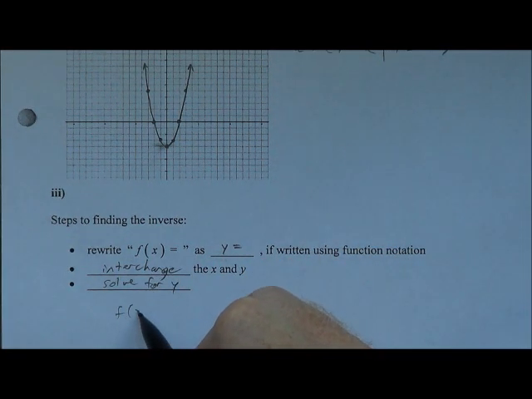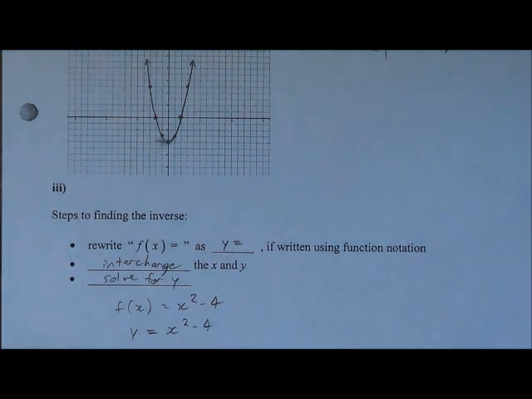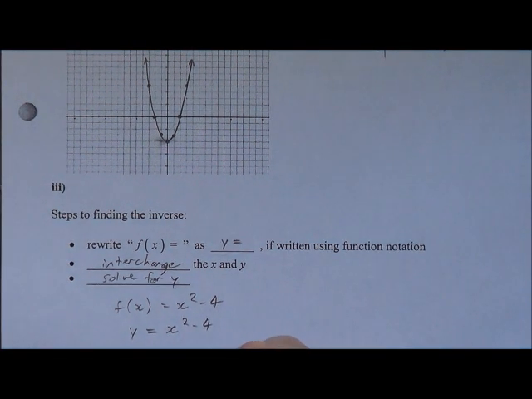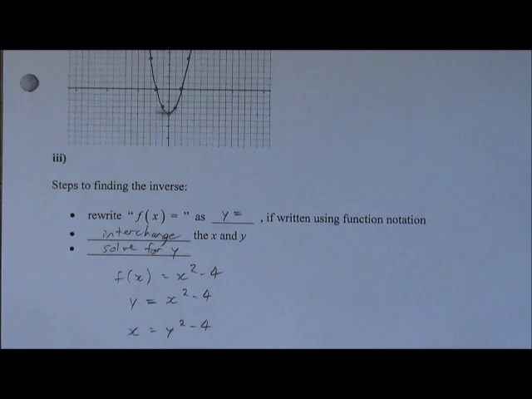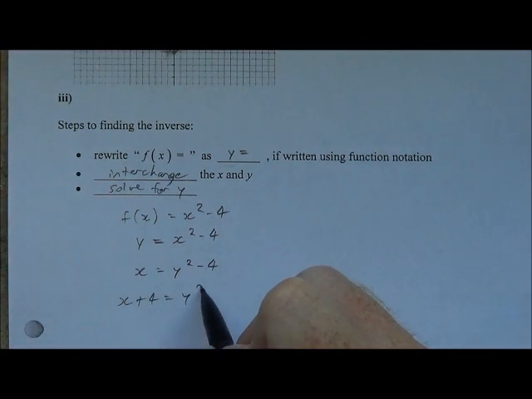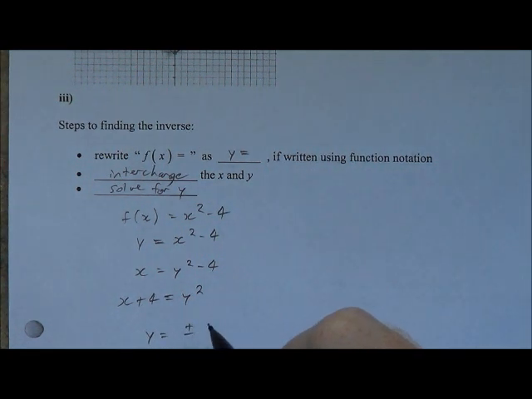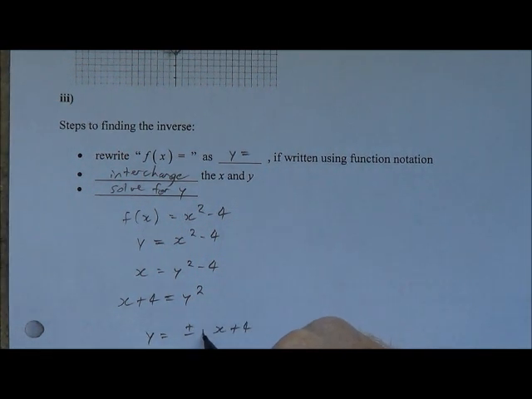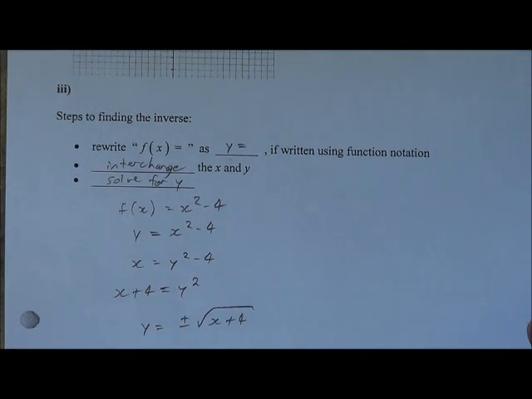Okay, so if f of x equals x squared minus 4, then we'll write that as y equals x squared minus 4. Then we'll interchange the x and y just as it is, so x equals y squared minus 4, and then we'll solve for y. So we'll add 4 to both sides, and then we'll take the square root of both sides, so we get y equals plus or minus the square root of x plus 4.